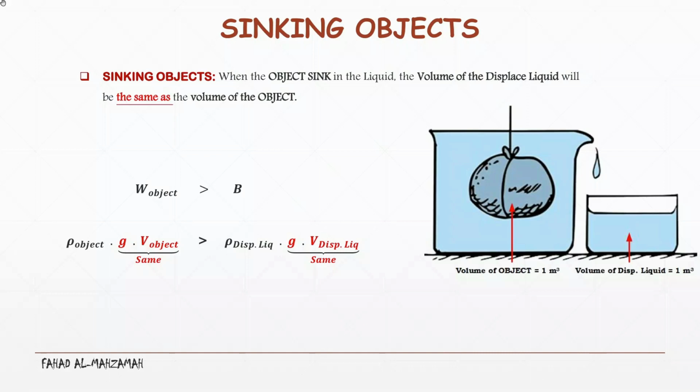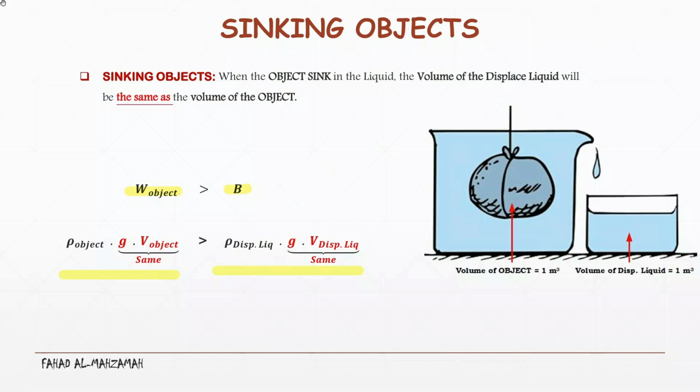Now, in the previous case, for the floating object, we got the idea that the weight of the object is going to be the same as the buoyancy. Now we said that if the weight of the object is greater than the buoyancy, it will sink, it will go down, so it will be the dominant. In this case, the weight of the object is greater than the buoyancy. Now apply the formula.